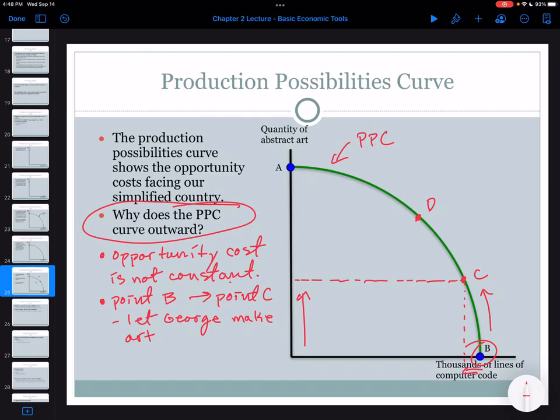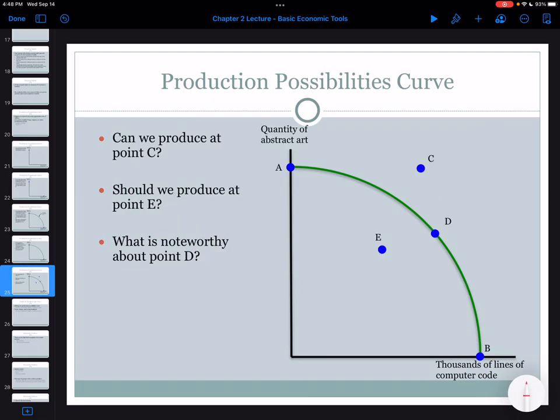Okay. All right. So let's cover some last few topics here for this production possibilities curve. We have our curve, but now I've got some points here. So can we produce at point C right here? The answer is no. C is unobtainable. That is, we don't have either the resources or the technology to do point C. We can't go beyond the production possibilities curve, so we call C unobtainable, okay?